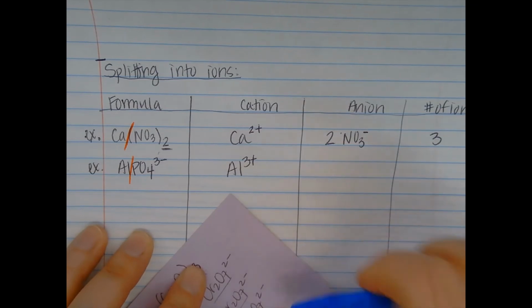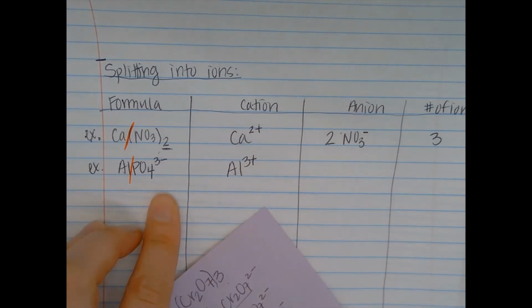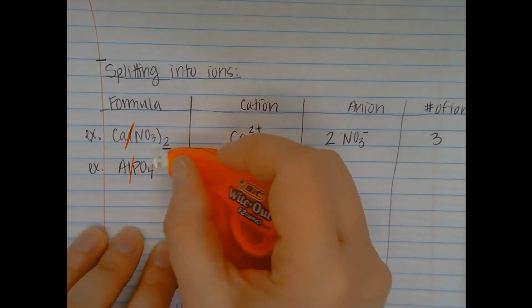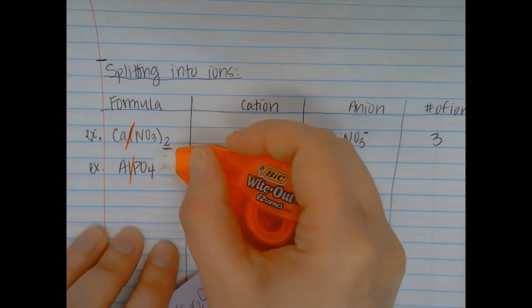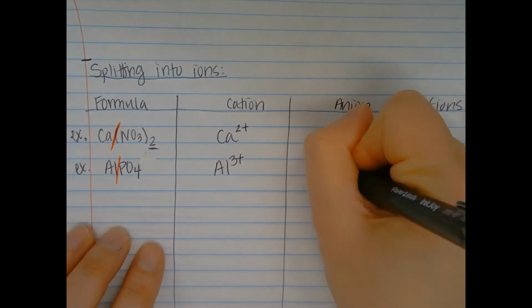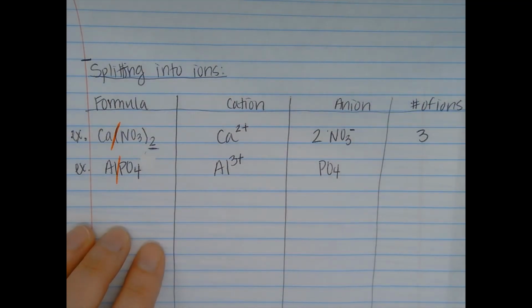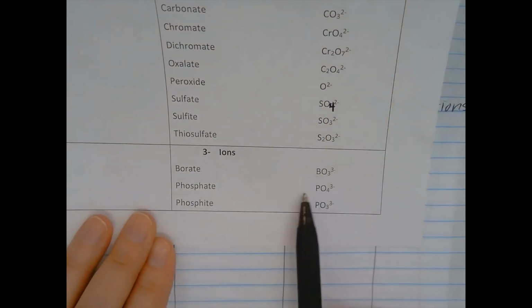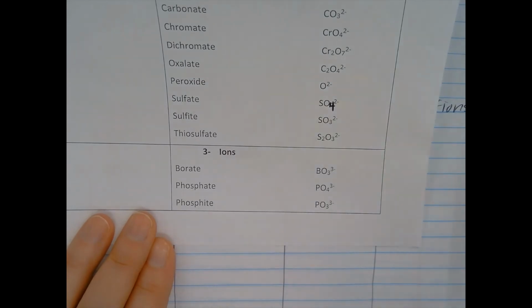While I'm trying to get this going, look at the chart and see if you can figure out what PO4 is. Oh, there it is. Let's try the orange one. You know it's going to be negative because it's written second. I found it. Phosphate, PO4 3-. So that PO4 ion is called phosphate.